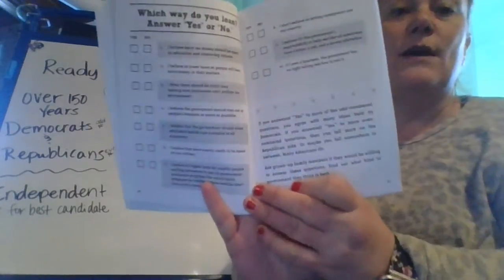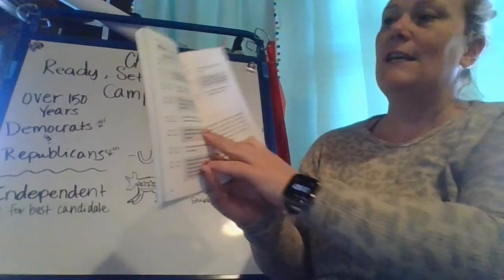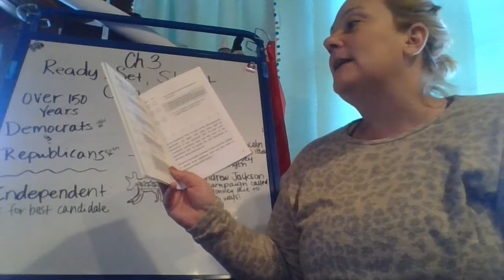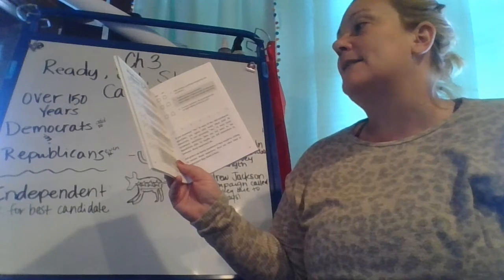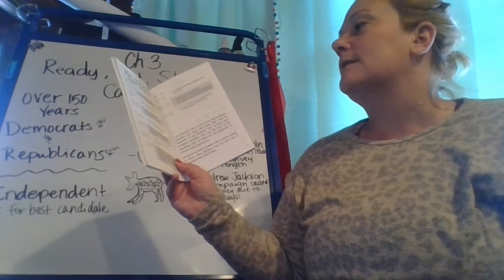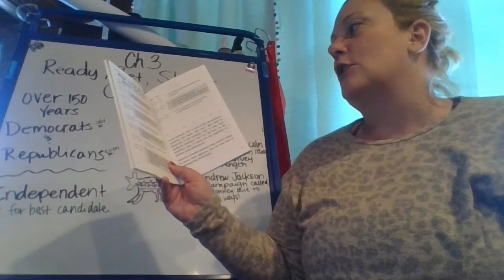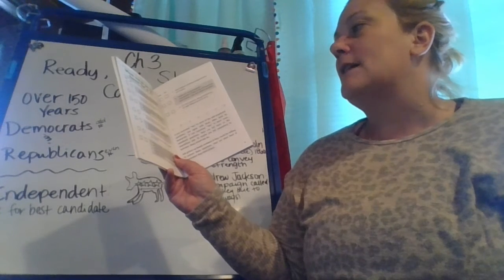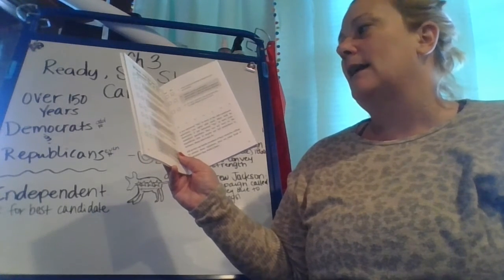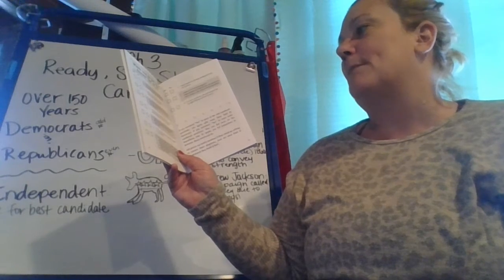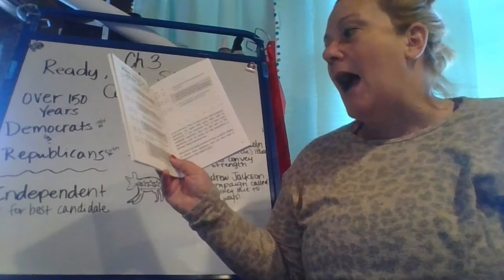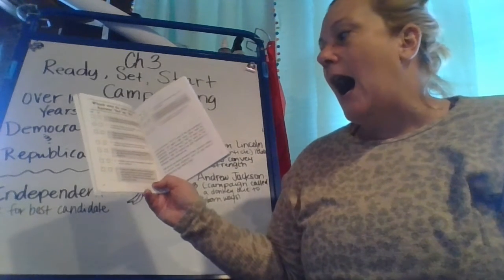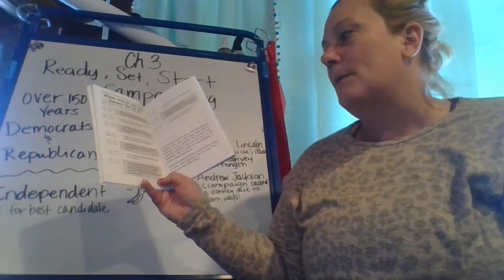Okay, this is another one. You can stop and pause the video and have conversation. Which way do you lean? Answer yes or no. I believe more tax money should be spent on education and improving schools. I believe in lower taxes so people will have more money in their pocket. I think there should be strict laws making sure businesses can't pollute the environment. I believe the government should stay out of people's business as much as possible. I believe that government should make affordable health care available to all Americans. I believe that more money needs to be spent on our military.